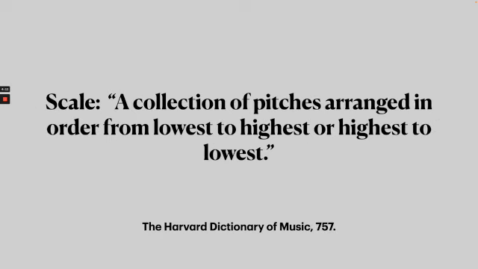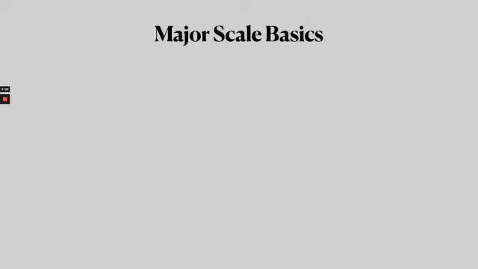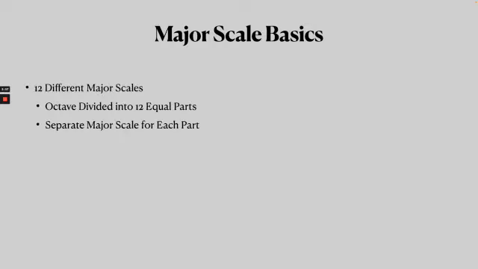Our final term is scale. A scale is a collection of pitches arranged in order from lowest to highest, or highest to lowest. In Western tonal music, the octave is divided into 12 equal parts, so there are 12 major scales, one for each division of the octave.